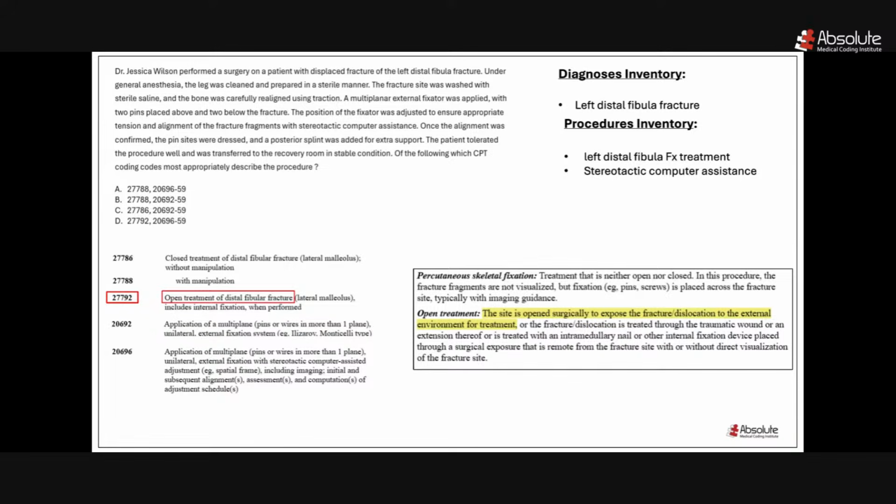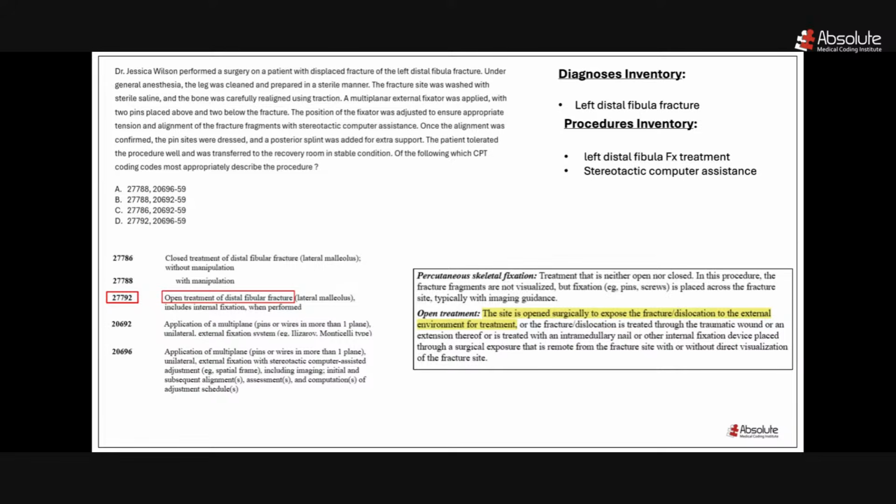Okay. And my question is, was this fracture, or fractured bones, or the fracture site, surgically opened or not? Did you see any documentation stating that the fracture site was open, exposed to the external environment, or surgically opened? Was there any documentation?